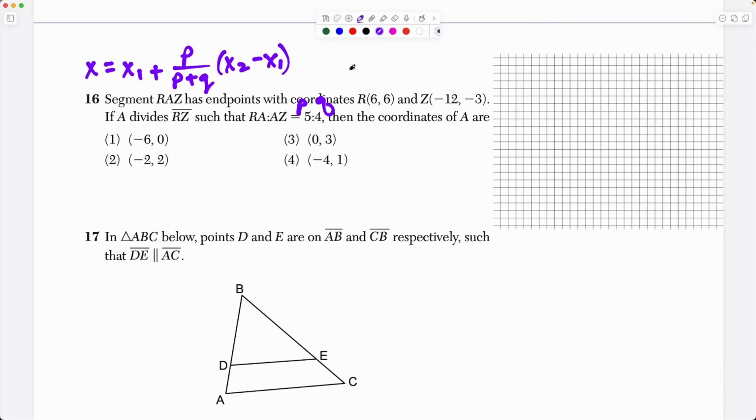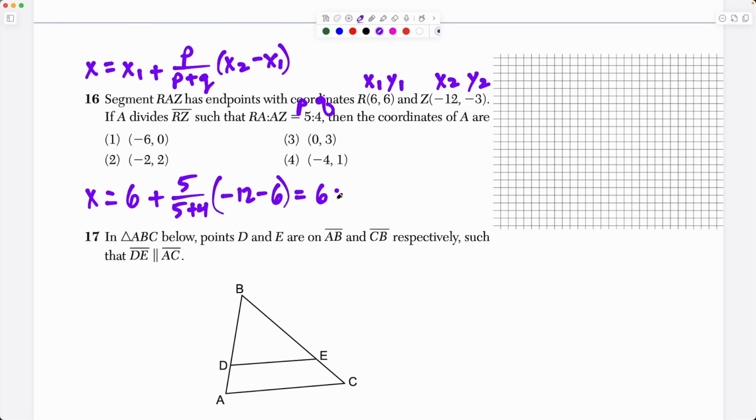So what I do is, if I'm going for segment RZ, then R over here I could call my x1, y1, and then Z would be my x2, y2. And I could start this by just using the formula. I could say x equals x1 is 6, and then I have plus p over p plus q. So that's 5 over 5 plus 4. So see, I'm doing the first value over 5 plus 4 times x2 minus x1. So I have negative 12 minus 6.